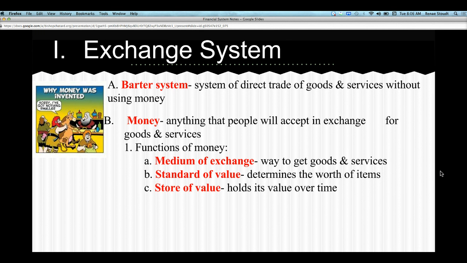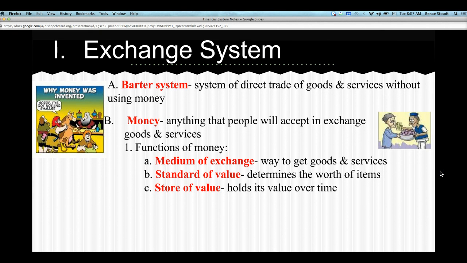Store of value. This is the idea that money actually holds its value over time. So if I take $1 and bury it in the backyard, am I still going to be able to use it in 5 years, in 10 years, in 20 years? Now, there is the issue of whether you can buy the same amount of stuff in 20 years with $1 that you could today. There obviously is the issue of inflation, but the value holds for the most part is what we're talking about.